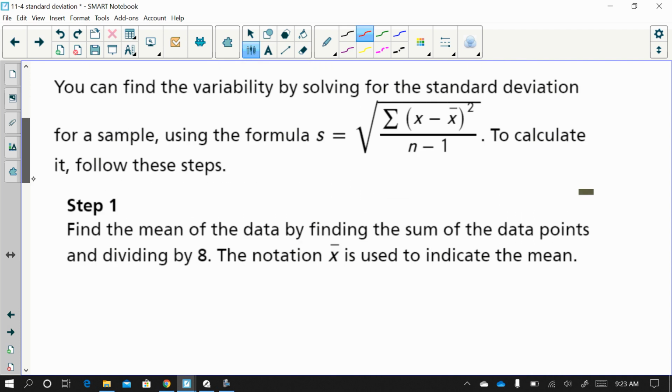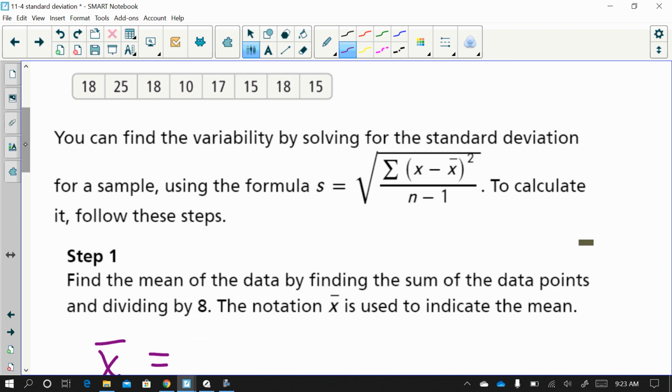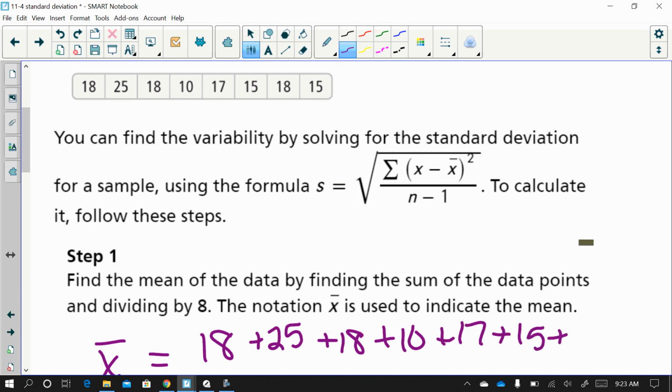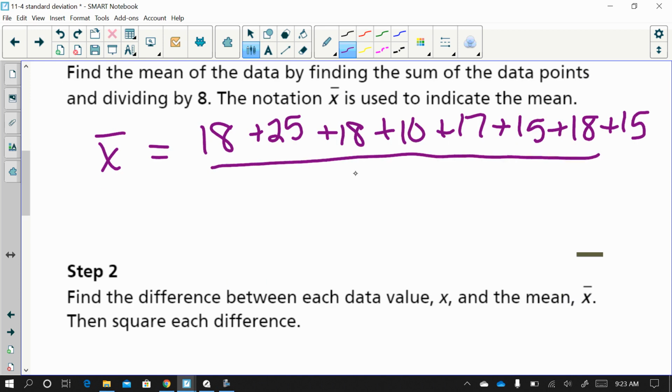So step 1, we need to find the mean. We know how to find the mean, and we're going to use X bar to denote this. Remember, average, mean, you add up all the numbers: 18 plus 25 plus 18 plus 10 plus 17 plus 15 plus 18 plus 15. And you divide it by the total number, 1, 2, 3, 4, 5, 6, 7, 8. So divide that by 8.